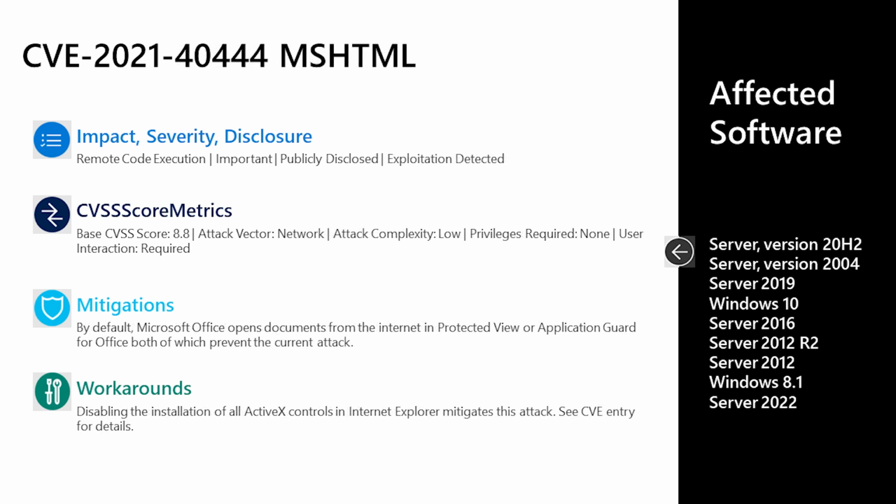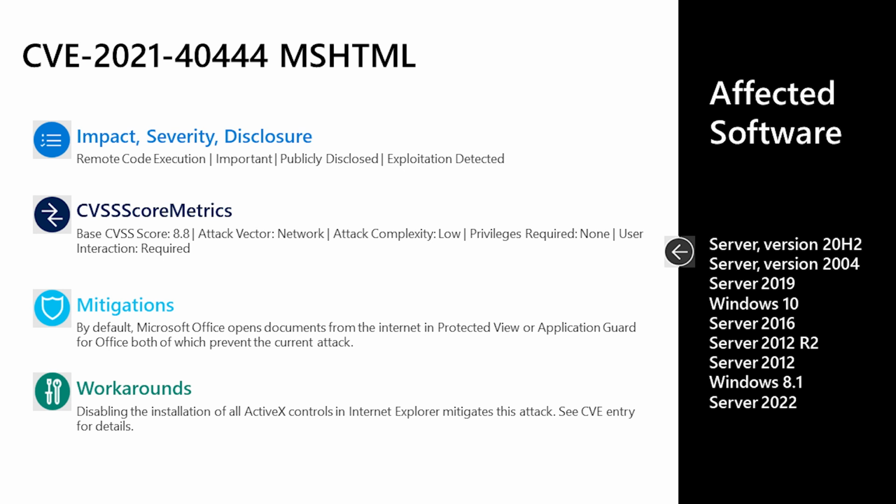And the second vulnerability we'll talk about in this section is CVE-2021-40444, and this is with MSHTML. This is another remote code execution vulnerability. The severity here is important. As I mentioned, it was publicly disclosed, and we've noticed exploitation of this vulnerability. This vulnerability was first disclosed earlier this month in September. Again, no updates were released when we documented the vulnerability. We did have some mitigations and workarounds documented in the CVE.